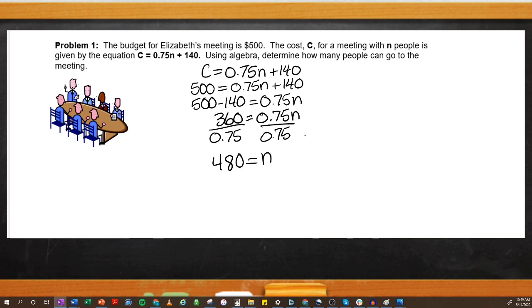Now I should explain what 480 is, because it is a word problem. 480 people can go to the meeting.